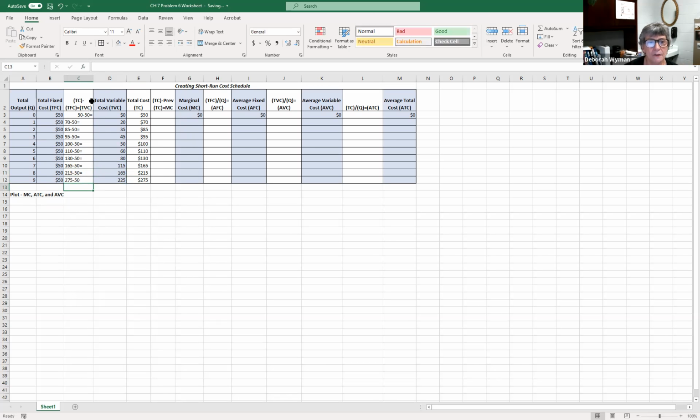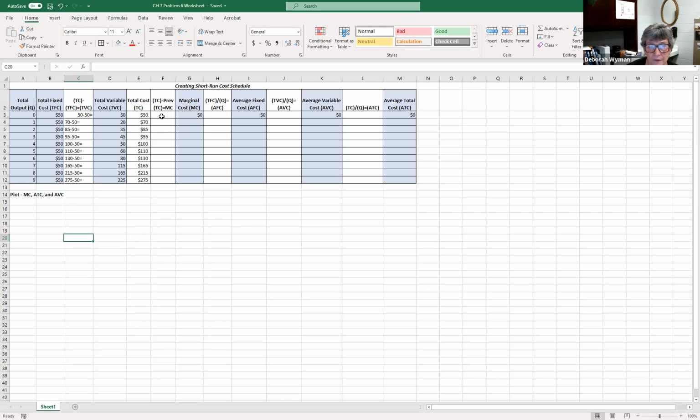Okay, so that's our variable cost. So we have calculated this. I forgot my equal sign, but we've calculated this whole column in just a few minutes, right? Okay, so now we have to go on to the total costs, right? We want to get our marginal costs here. So we have total cost minus previous total cost equals marginal cost.